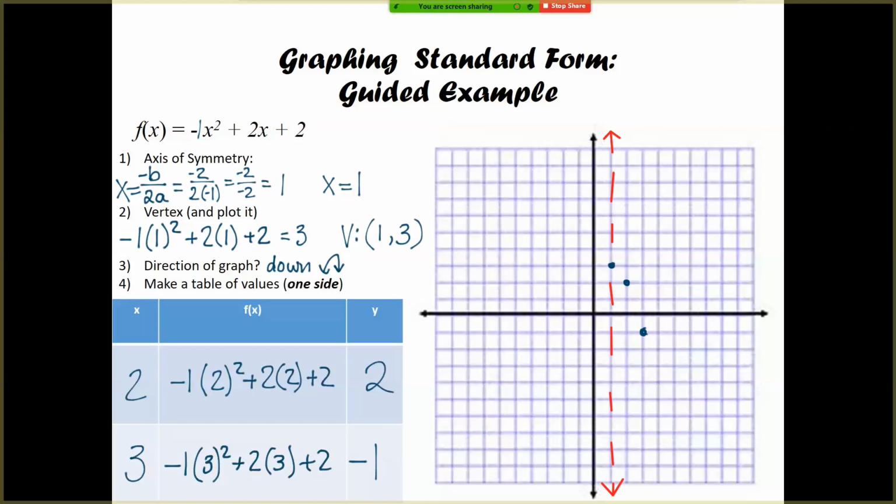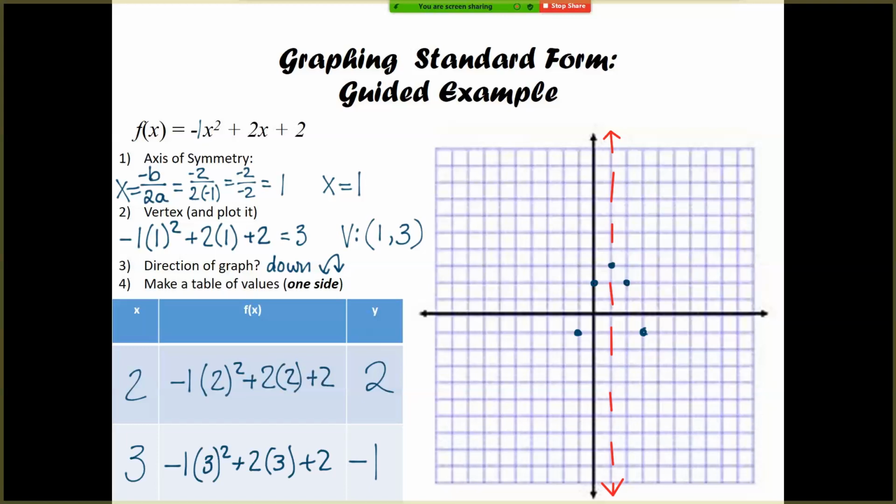So then I'm going to reflect my points. If I look at (2, 2), it's 1 unit to the right of my axis of symmetry. So I'm going to keep the same height and go 1 unit to the left to get my 4th point. To get my 5th point, I'm going to go to (3, -1). It's 2 units to the right of my axis of symmetry, so I'm going 2 units to the left, and I'm plotting my 5th point.